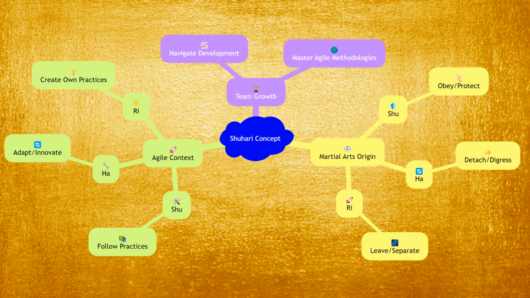Shuhari is a concept from martial arts that describes the stages of learning to mastery. Shu means to obey or protect, ha means to detach or digress, and ri means to leave or separate. In an agile context, Shuhari can guide teams through their journey of adopting and mastering agile practices. Initially, teams follow established practices, shu, then they begin to adapt and innovate, ha, and finally, they transcend traditional practices to create their own. Understanding Shuhari helps teams navigate their growth and development in agile methodologies.